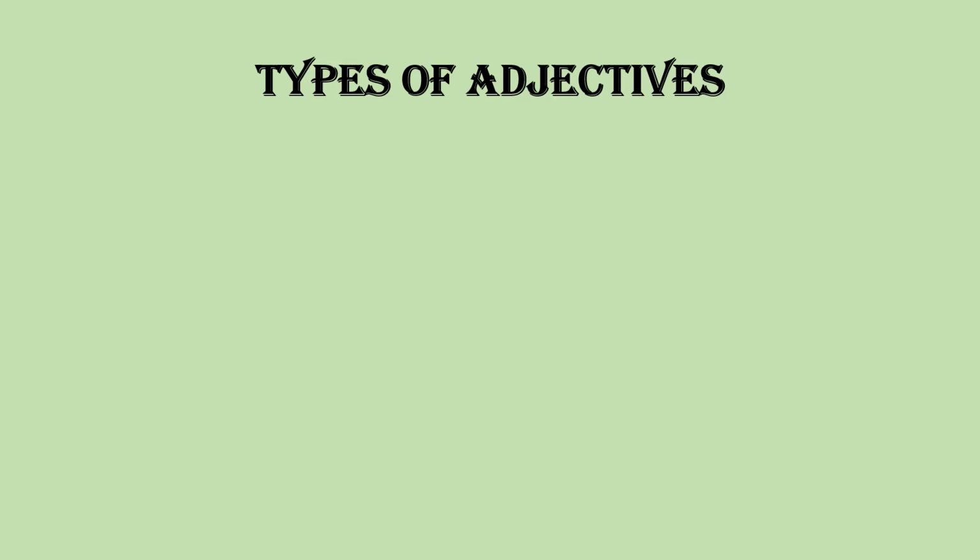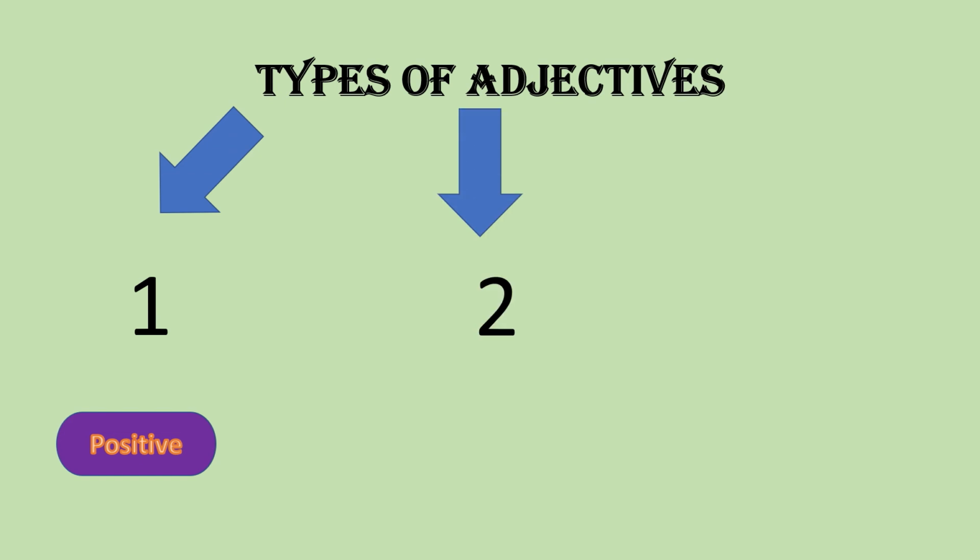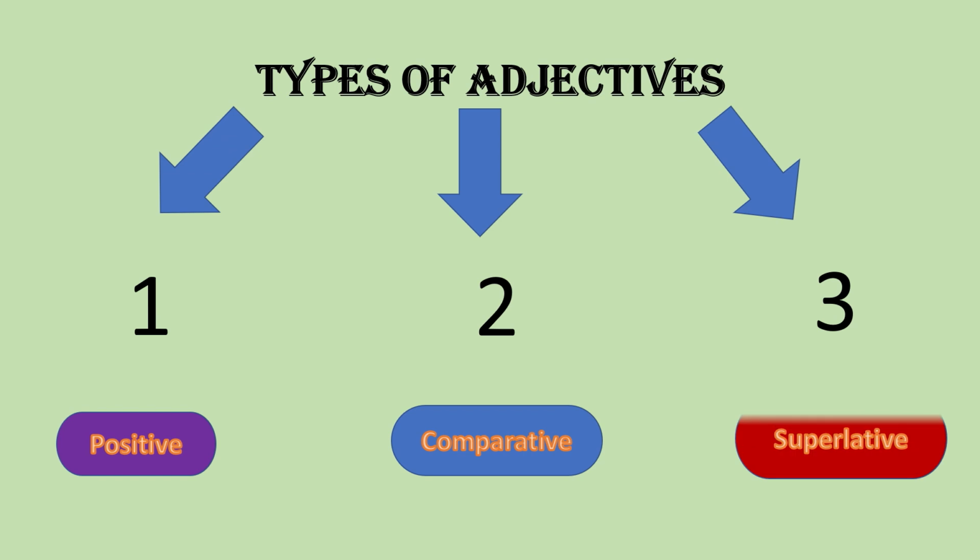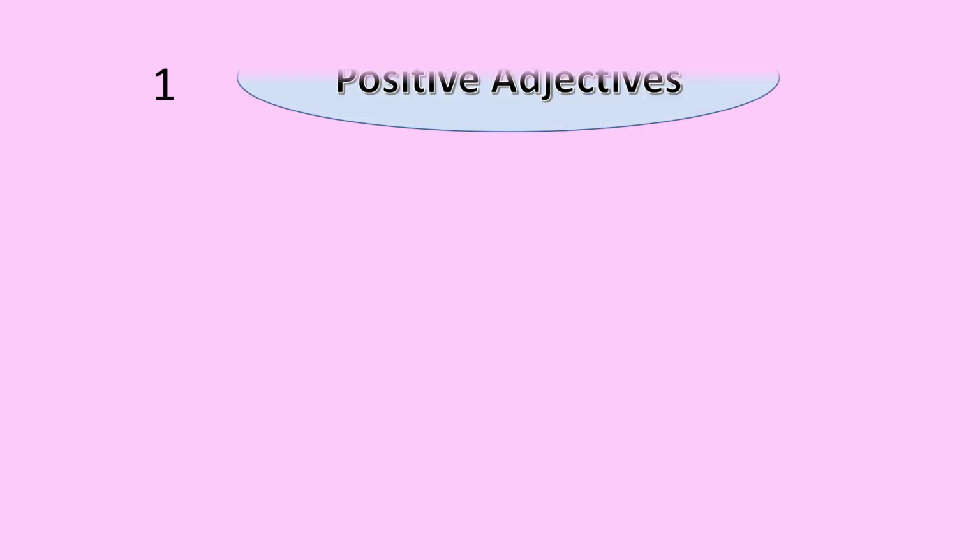Then let's talk of the types or the degrees of adjectives. The first type is positive, and the second one is comparative, and the third one is superlative. Now let's get to know these individually. The first type is positive adjectives. Now this is the simple form.